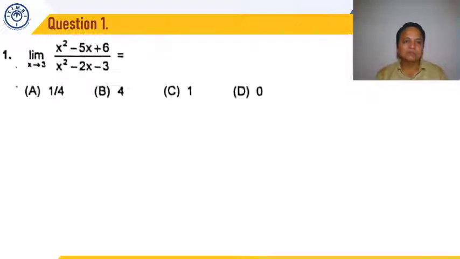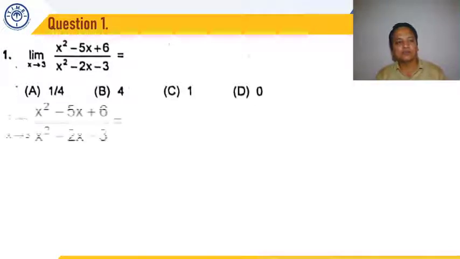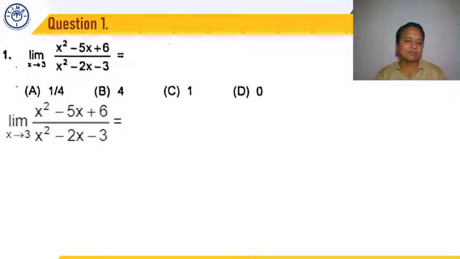Question 1 of the handout. It says limit x tends to 3 of (x square minus 5x plus 6) upon (x square minus 2x minus 3). We'll be using the same approach. On putting x equal to 3 in the numerator, 9 plus 6 is 15, minus 15, the numerator becomes 0. In the denominator, 3 square is 9, minus 6 minus 3 is again 0. So it's an indeterminate form.